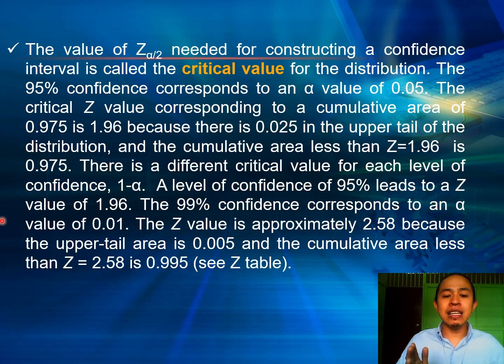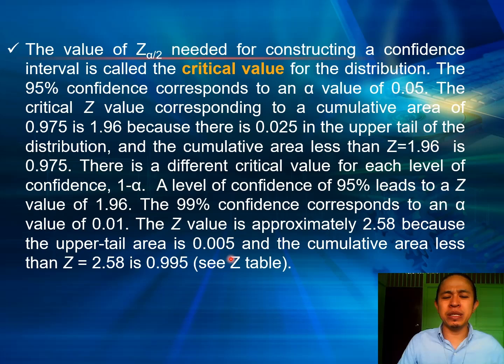And the 99% confidence corresponds to an alpha value of 0.01. That 0.01, we will divide into 2. Okay? For the 99% confidence level, the z value is approximately 2.58 because the upper tail area is 0.005.